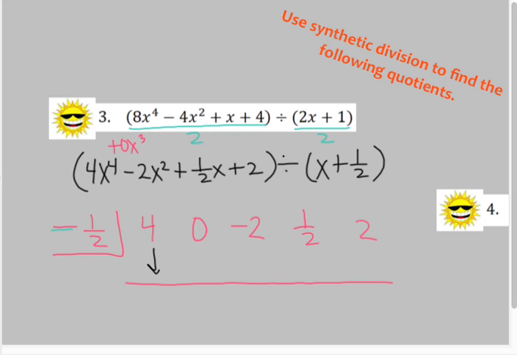And I go ahead and bring down that 4. Negative 1/2 times 4 is negative 2. Add these together. I get negative 2. Negative 1/2 times negative 2 is 1. Add negative 2 plus 1, which gives me negative 1. Negative 1 times negative 1/2 is positive 1/2. 1/2 plus 1/2 is 1. And negative 1/2 times 1 is negative 1/2. And so I get 3/2.